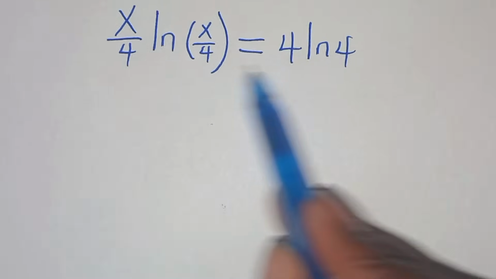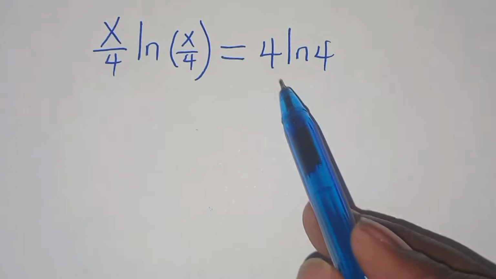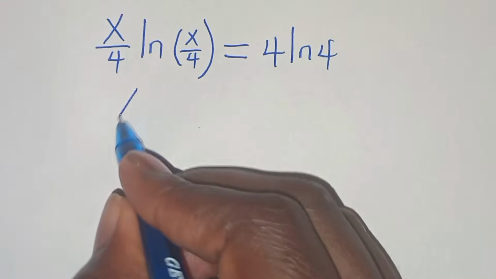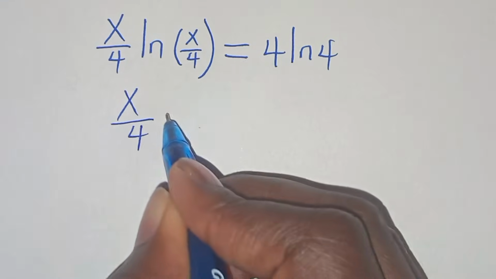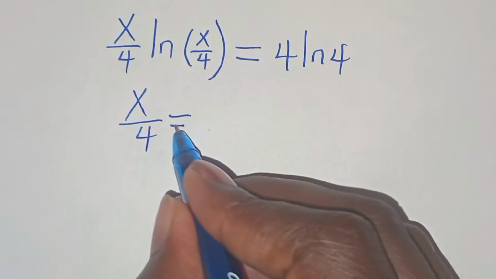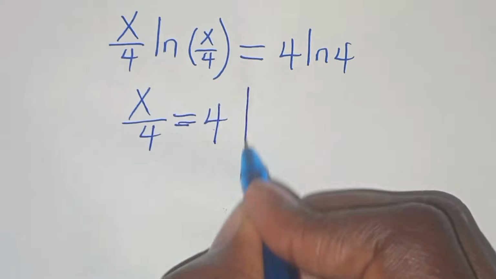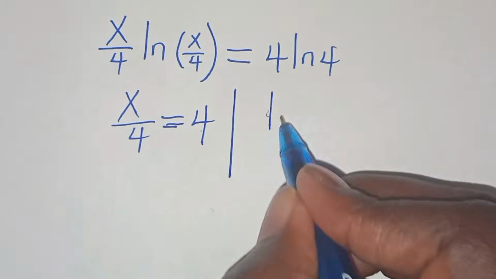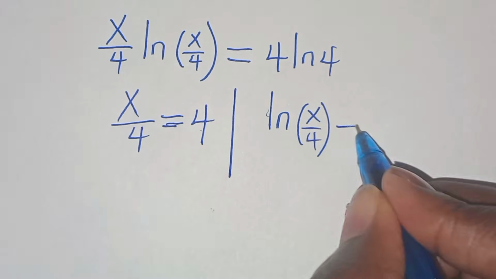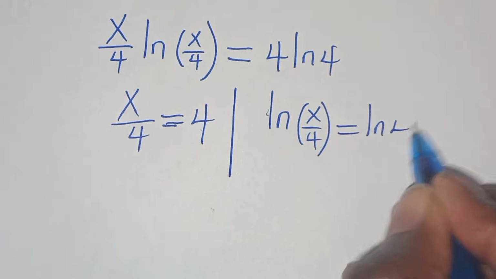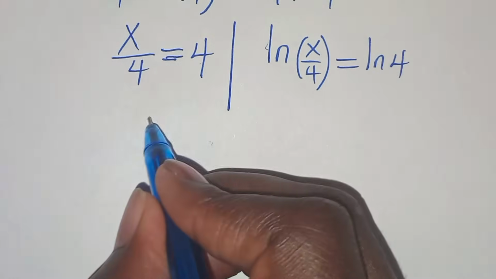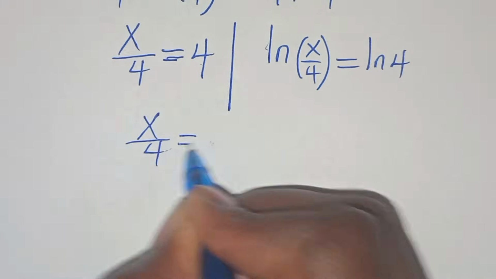Now let's make a comparison here on the left hand side and on the right hand side. Now we have the coefficient on the left hand side, which is x over 4. This is equal to the coefficient of ln on the right hand side, which is 4. Then we have ln of x over 4 equal to ln of 4. So we have x over 4 equal to 4.